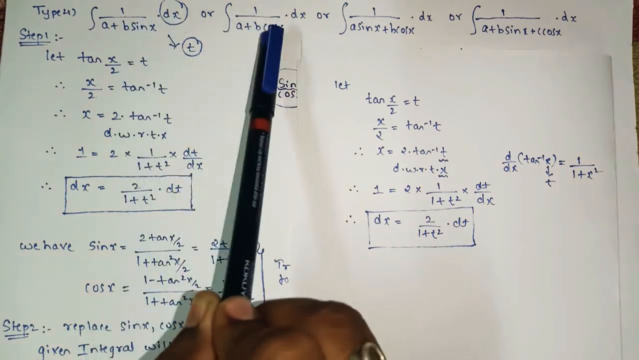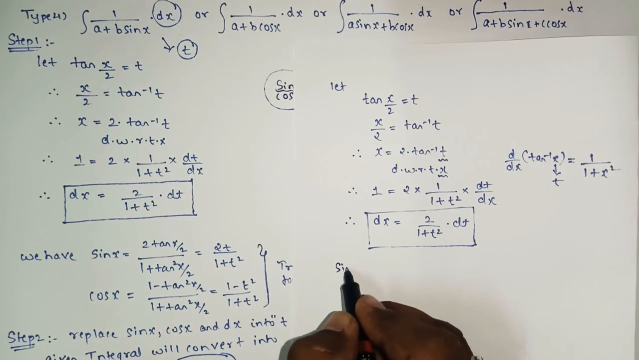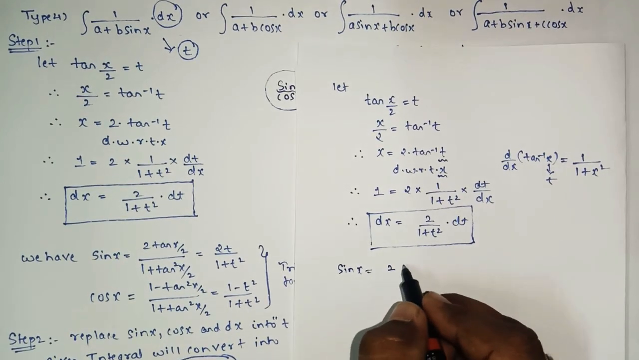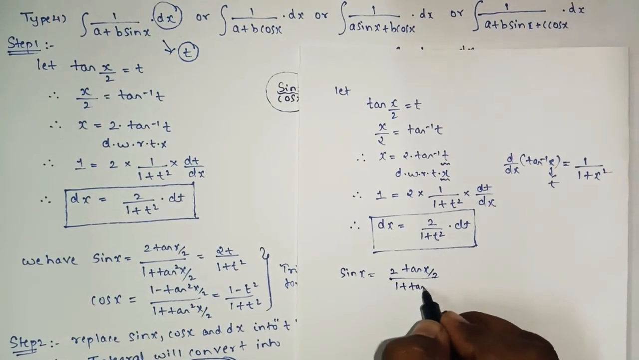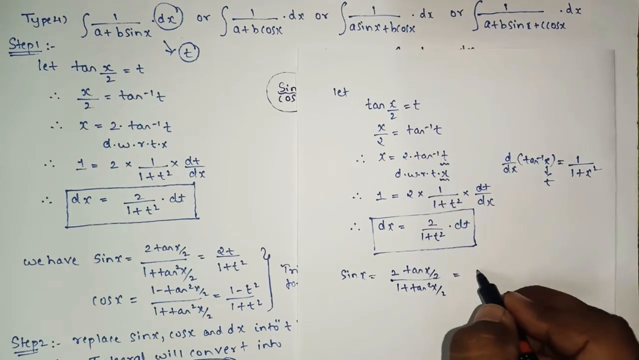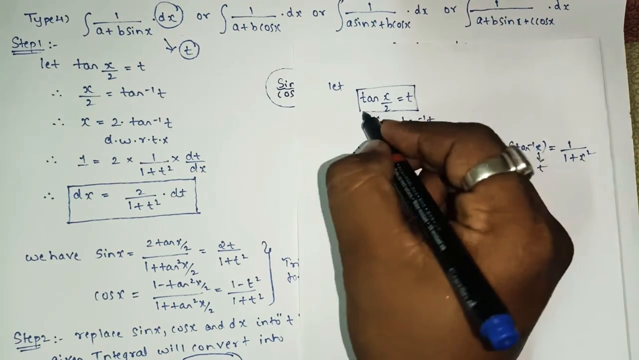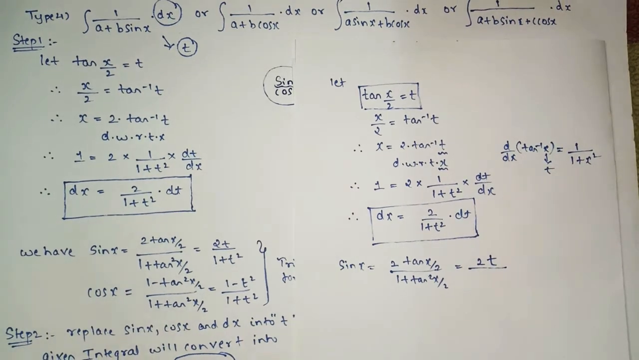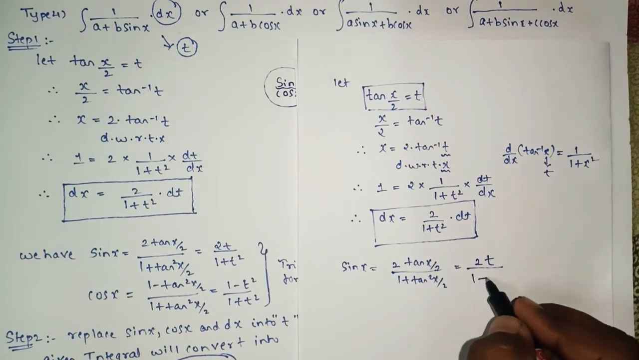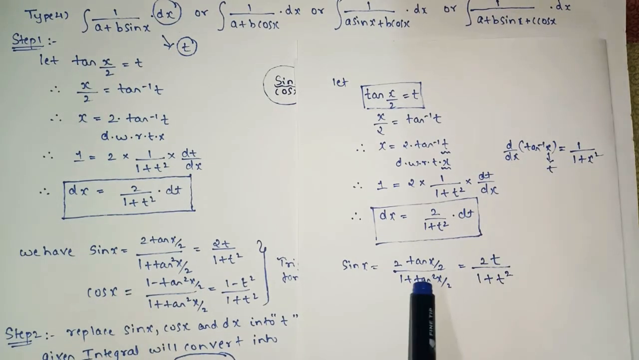To find sin and cos in terms of t, we have two half-angle formulas. Sin x is equal to 2 tan x by 2 upon 1 plus tan square x by 2. Here we took tan x by 2 as t, so in place of tan x by 2 I replace it by t. And 1 plus tan square x by 2 will be 1 plus t square, because tan x by 2 is t.